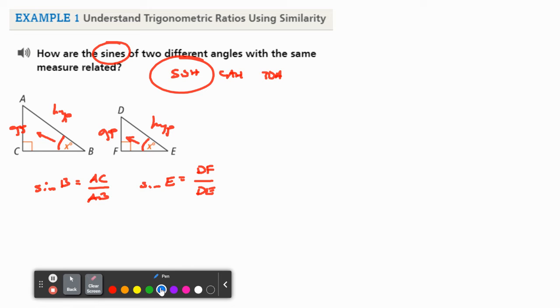Well, now let's go back to lesson 7.3, similarity. Because both of these triangles have a right angle, and because they both have x in them, these two triangles are similar. So triangle ABC will be similar to triangle DEF. So I want to set up the proportion involving these opposite and adjacent sides using my similarity statement. And this is by angle-angle similarity.